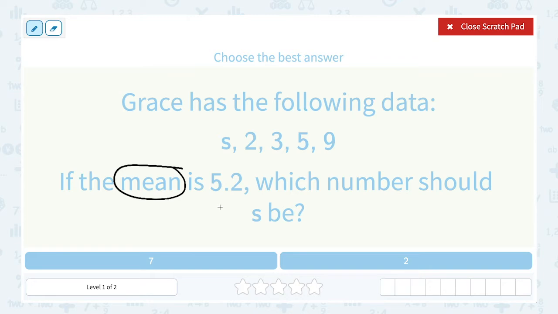So pick one to start. You can either choose 7 or 2 and plug it into your data set. And then we just want to see, does that give us the right answer? If not, we'll try the other one.